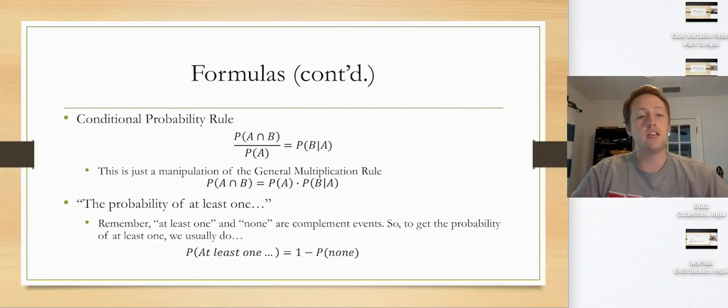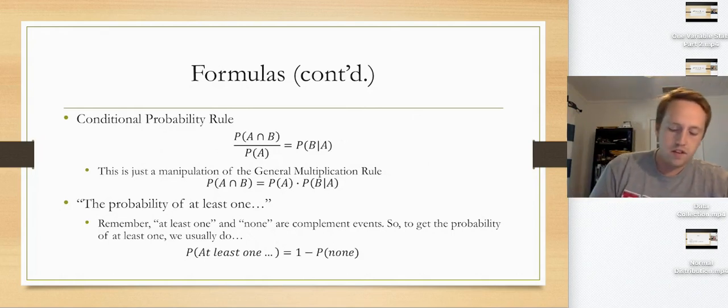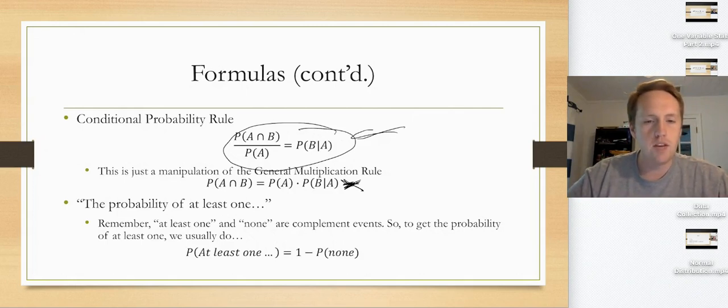All right, more formulas. The conditional probability rule. This is just really a manipulation of the general multiplication rule. This is the formula you're actually given. I lied a second ago. This is what you're given. You're not given this one. No, you're not given that. But if I take this formula and I multiply both sides by P of A, I get the other formula. So that's what you're definitely given.